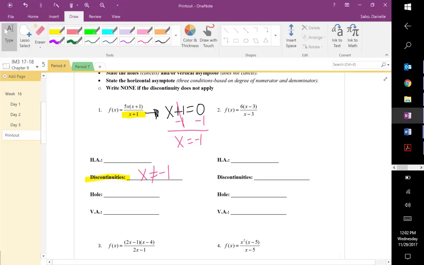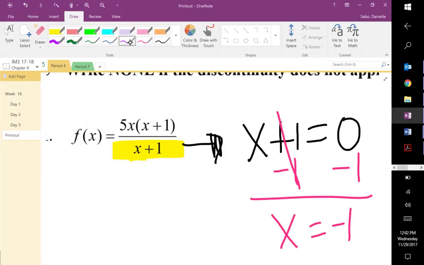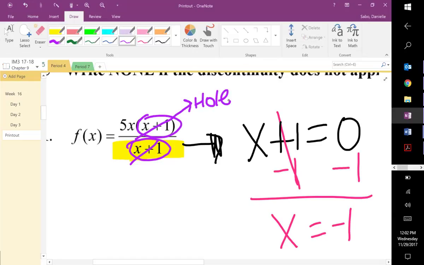Now, we have one of them. The goal is how my brain works and how I really want your brain to work. Once you write your discontinuity, you need to decide, is it a hole or a vertical asymptote? That's why I have it laid out this way. This either goes here or here. They're both discontinuities, but you need to figure out which one. So the question is, does this cancel with anything on top? Yes, this whole thing cancels with this whole thing. So that makes right there a hole. If something cancels, it's a hole.